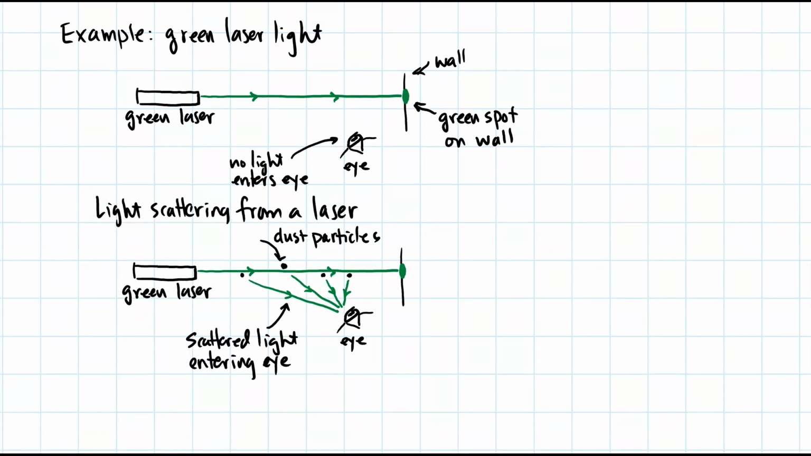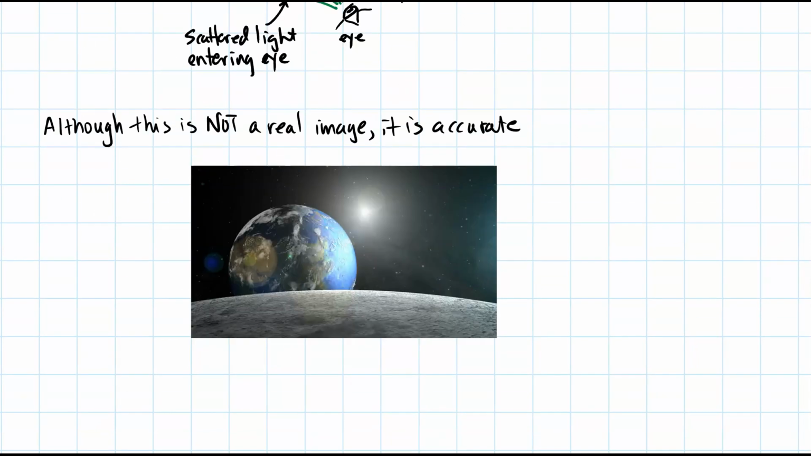Now let's apply this idea to seeing stars from the moon during the day versus stars from the earth during the day. Although this is not a real image, it is accurate. On the moon, stars can be seen during the daylight. However, during the daylight on Earth, stars cannot be seen. Why is that? Light scattering from the atmosphere overwhelms starlight. On the other hand, since the moon has no atmosphere, there is no scattering of light, and therefore one can see stars on the daylight side of the moon.